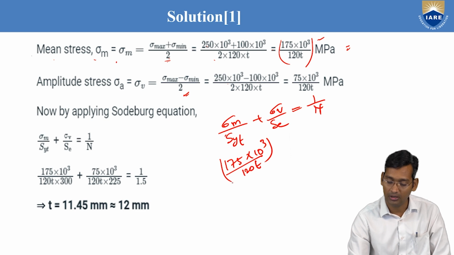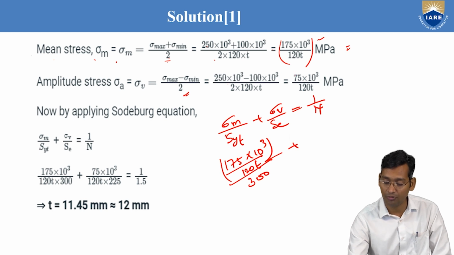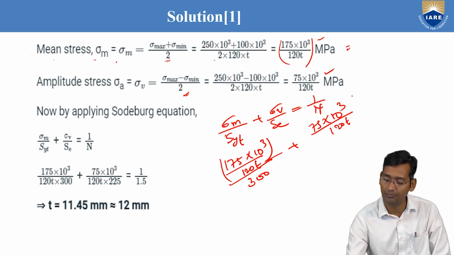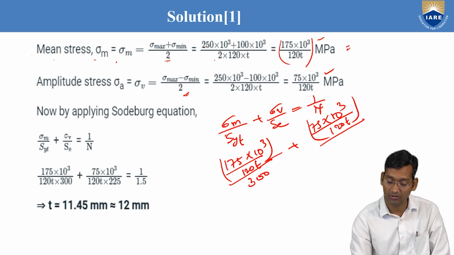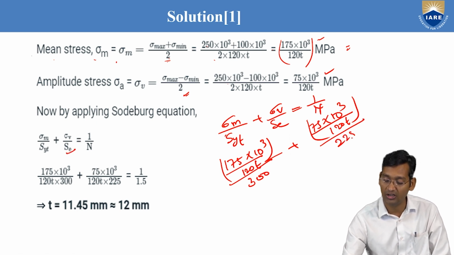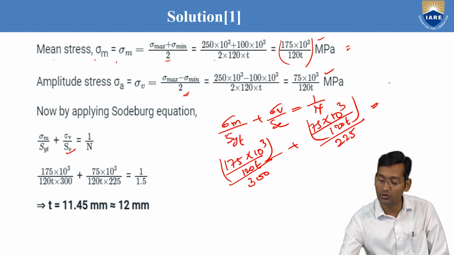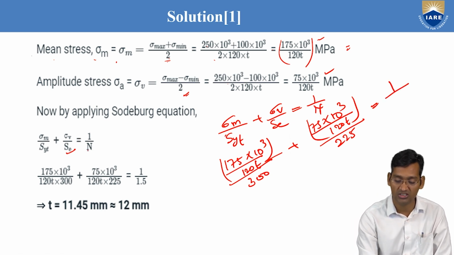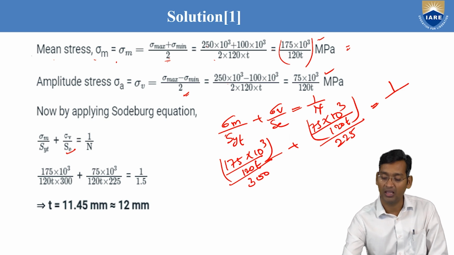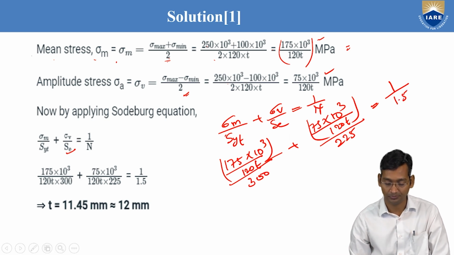So this is sigma m divided by SYT, that is 300, which is given. Plus sigma V, we found here 75, this one: 75 into 10 to the power 3 divided by 120 T. So this sigma V value is divided by what we require, SE, the endurance limit of the formula. SE is given as 225. That equals 1 by n. N is given as the factor 1.5.